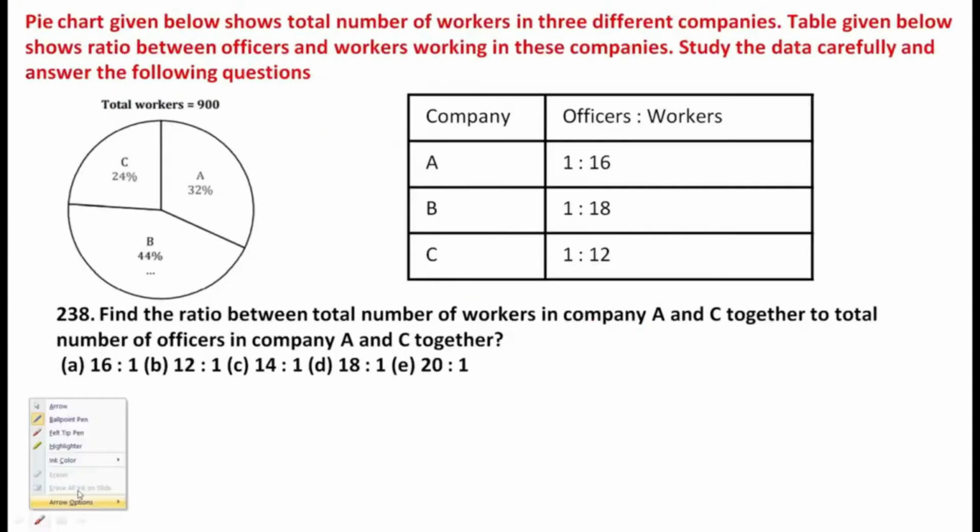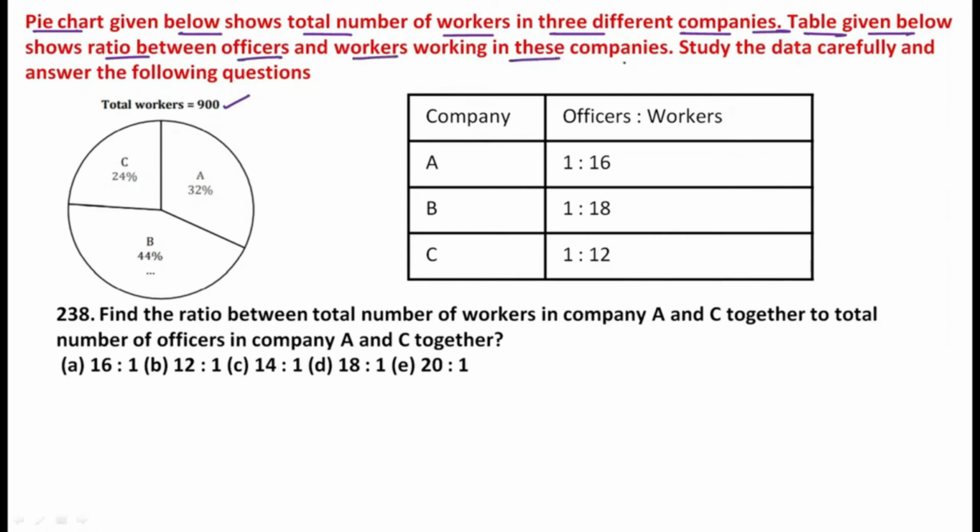So, one more data interpretation question. The pie chart given below shows the total number of workers in 3 different companies. The total workers are 900. A is 32%, B 44%, C 24%. The table given below shows the ratio between officers and workers working in these companies. Study the data carefully and answer the following questions. Now see, there is a table here and a pie chart here. Based on these two pieces of information, you can solve this question.